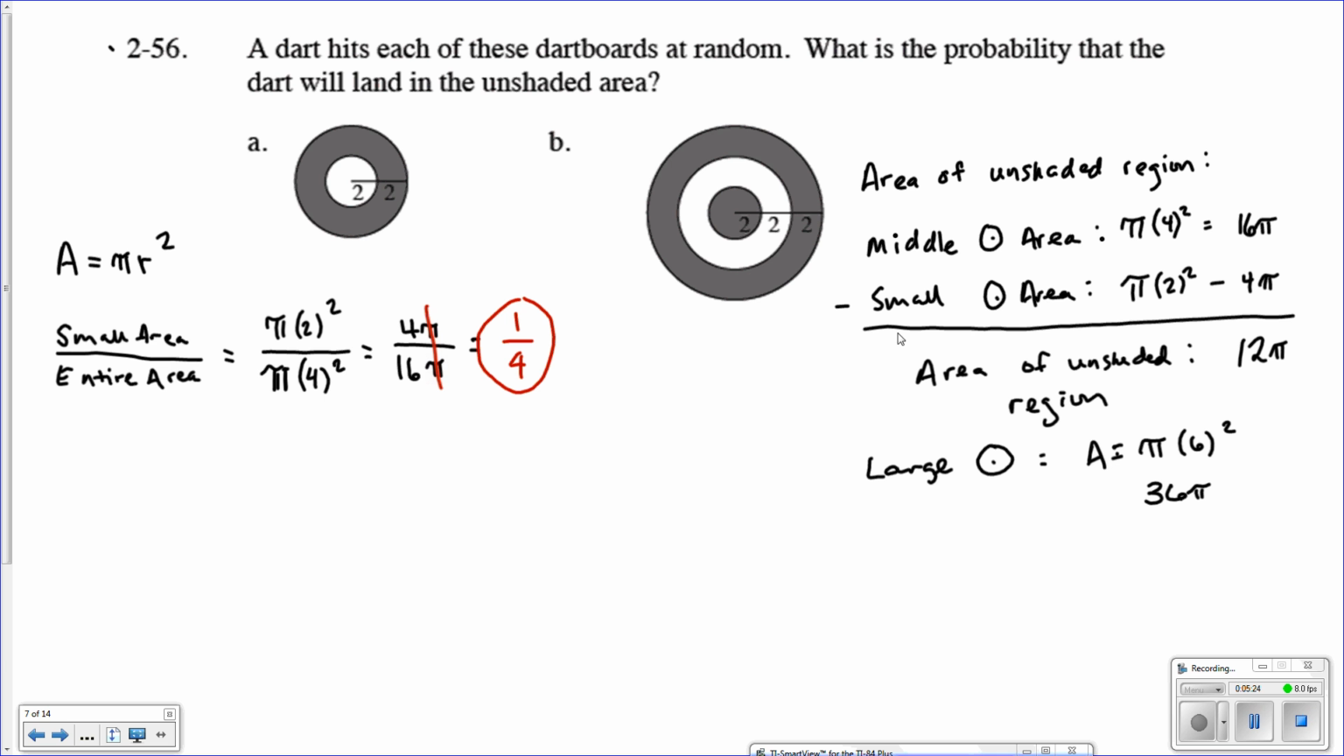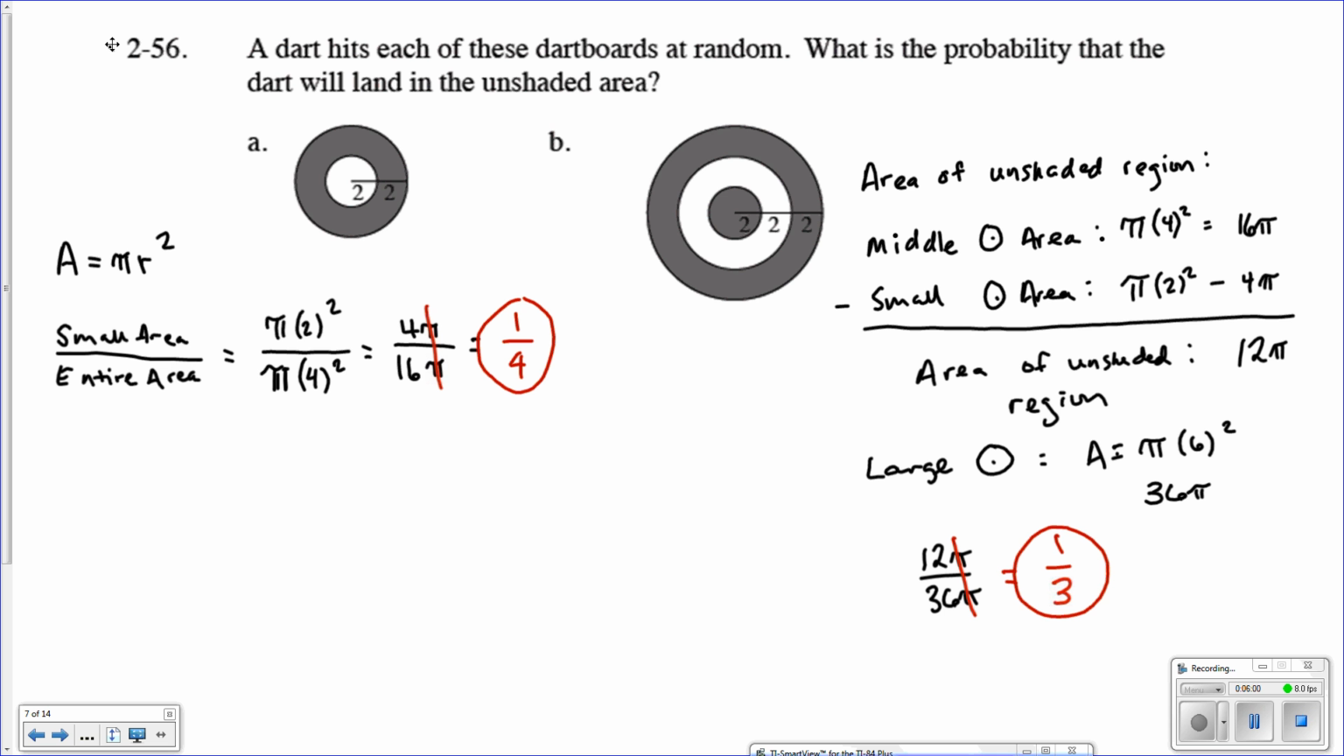So if we want to come up with the geometric probability here, we're going to take the area of the region that satisfies what we're talking about compared to the entire thing. So we're going to do 12 pi over 36 pi, in which case, once again, our pi's are going to cancel, and then you have 12/36, which is the same thing as 1/3. So if you throw 3 darts, one of them theoretically should land in this region.